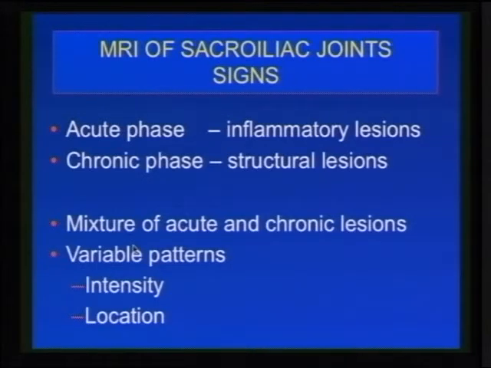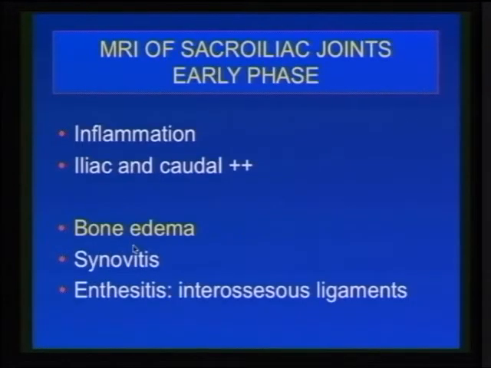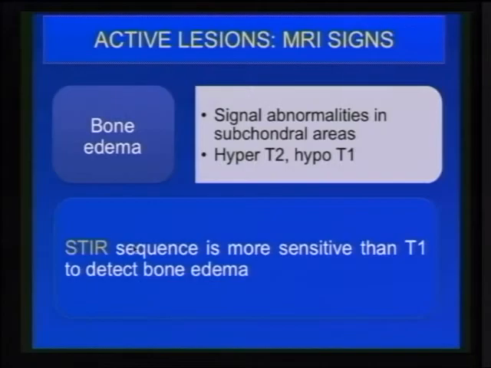So if you need the acute phase, go for the STIR images. If you want to comment on the chronic stage and structural events, you go for the anatomical sequence, which is the T1 weighted image. So it's the most important issue here. For the acute early inflammatory stage it is the STIR image, and if you are going towards the chronic stage, go for the T1 weighted image. So bone edema, fluid: bright on STIR, bright on T2, and low on T1. So STIR is the most sensitive one in the acute phase.